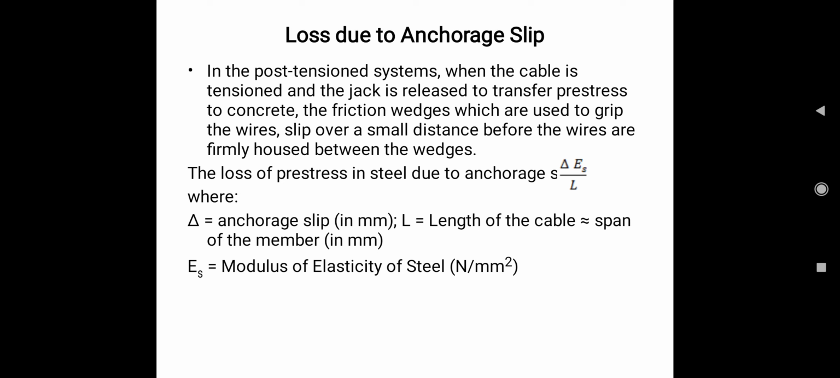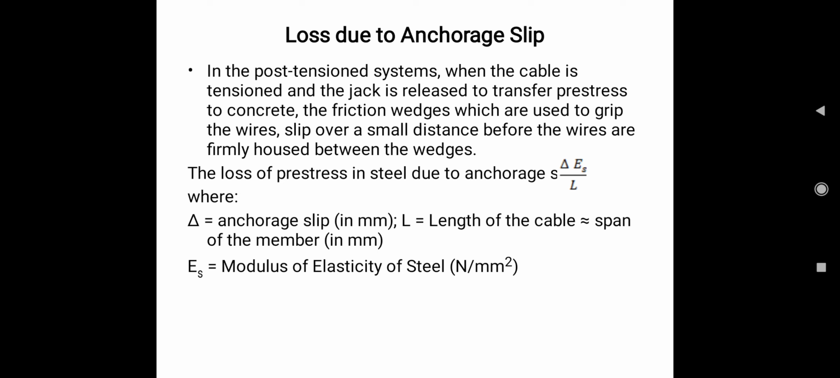In the post-tension system, when the cable is tensioned and the jack is released to transfer pre-stress to the concrete, the friction wedges which are used to grip the wires slip over a small distance before the wires are firmly housed between the wedges.